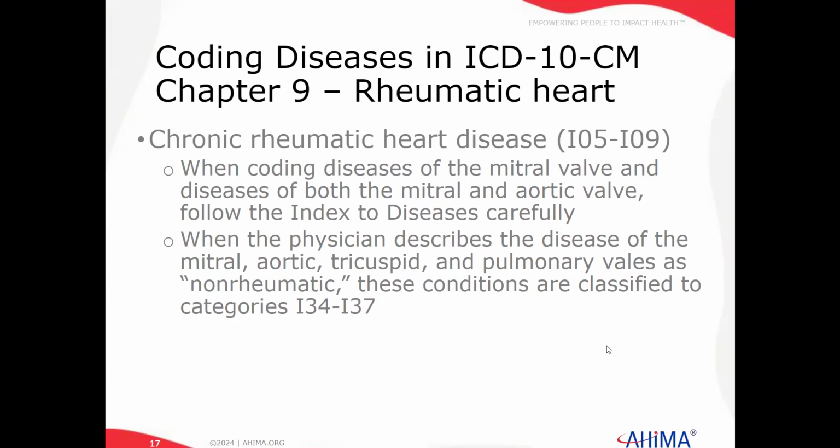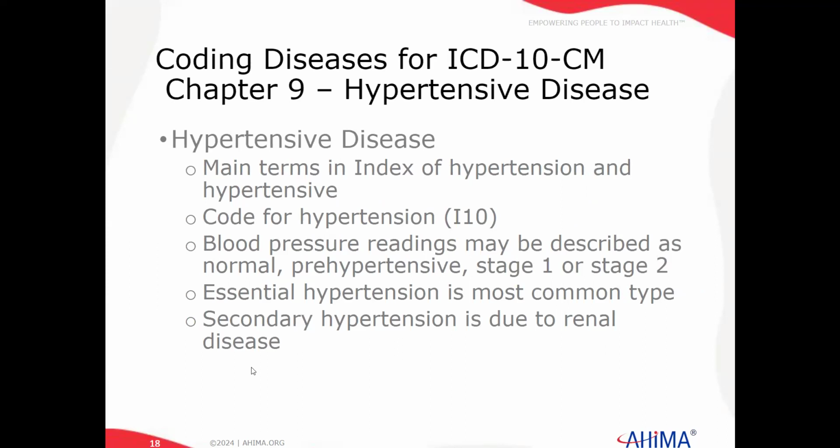And when coding these diseases, look to see the name of the valve: mitral, aortic, both mitral and aortic, right? Tricuspid, pulmonary valves, right? All these things will drive the selection of the correct code. Hypertensive disease, you can find this lumped together with the main terms of hypertension, hypertensive. And the code for hypertension without any other qualification is I10, right? And this covers essential hypertension, right?